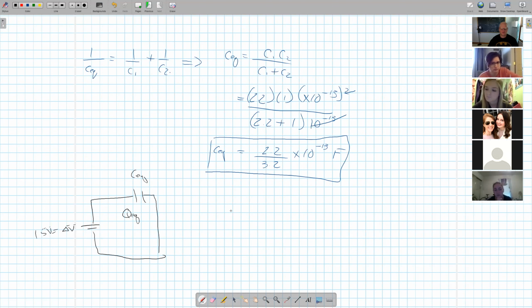Let's call that QEQ. So according to what we wrote down initially, QEQ is equal to the capacitance CEQ times our potential difference delta V. So this is going to be equal to 2.2 divided by 3.2 times 10 to the minus 13, all times the voltage, which is 1.5. So this will then give us our amount of charge. Now that we know the charge on each one of these plates, let's redraw our original circuits.